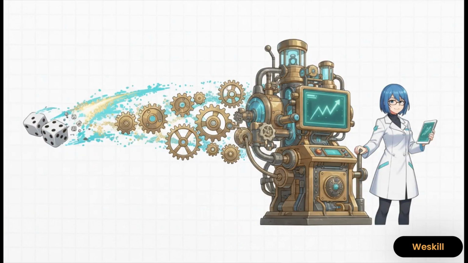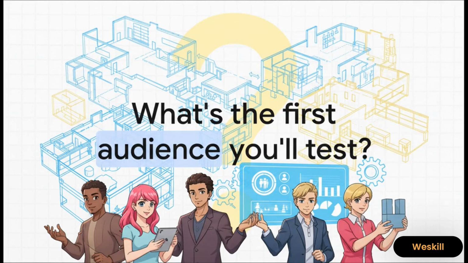This structure transforms your advertising from a total gamble into a systematic process of testing, learning, and improving. The goal is to stop guessing what works and instead build a machine that literally tells you what works. You're not a gambler anymore. You're an engineer. So that leaves us with one final question. What's the first audience you're going to test?